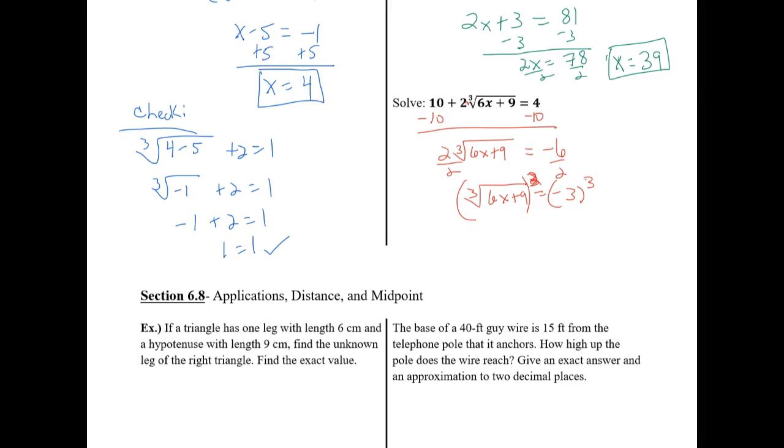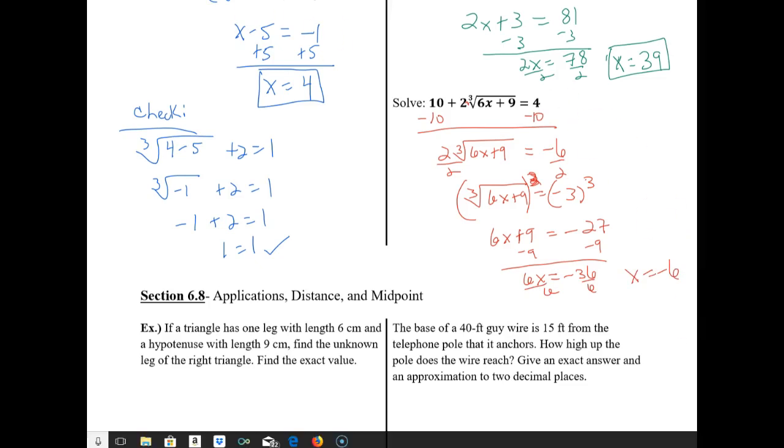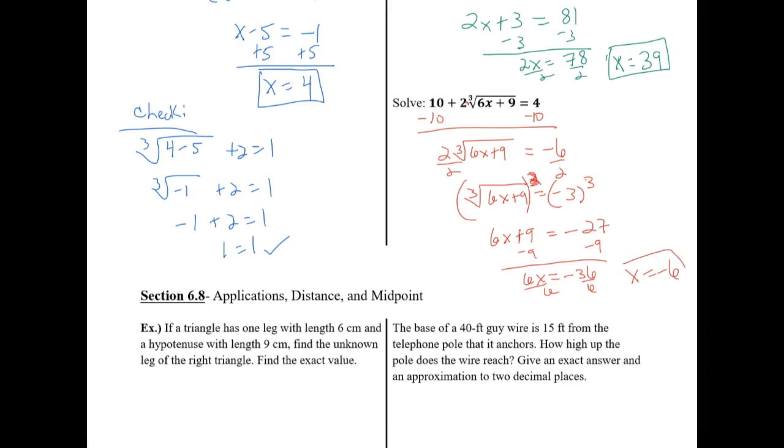The cube root of something cubed is itself, and negative 3 cubed is negative 27. I'm going to get x alone because this is a linear equation. So I subtract 9 from both sides and get negative 36, and then divide by 6, and x equals negative 6, which I hope you have checked. I checked it, and that does work. So x equals negative 6.